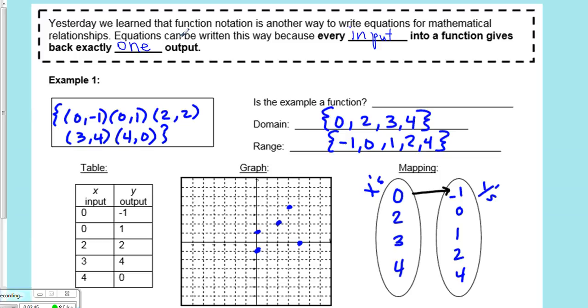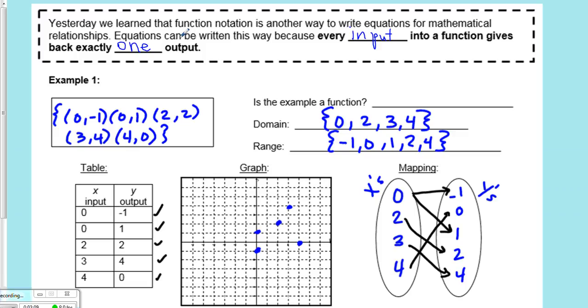So my first value in the table was 0, negative 1, so I drew that arrow. The next one on my table is 0, positive 1, so I'm going to draw an arrow from 0 to positive 1. Next one is 2, 2. So an arrow from 2 to 2, 3, 4, and then back up here, 4, 0. Okay, so mapping is just a visual representation of the domain and the range with arrows connecting them to show what your actual coordinates are.